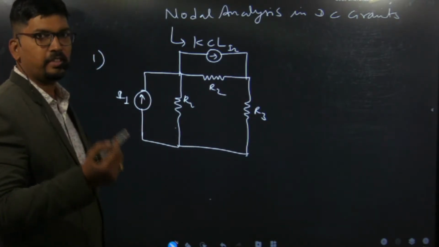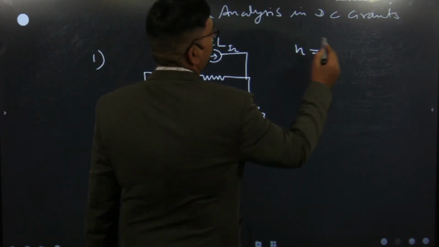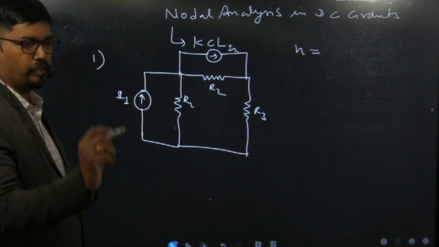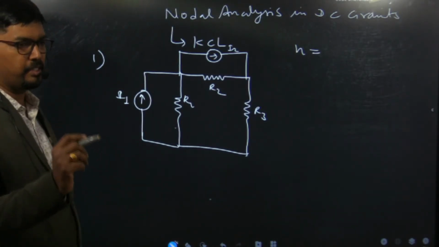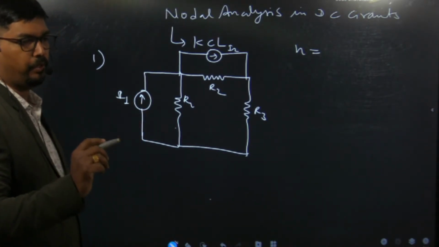Now, what is the first step in nodal analysis? We have to determine the number of nodes in the given circuit. Now, what is a node? A node is a point in the circuit at which two or more electrical elements are connected. So, once you are given a circuit, you have to check every point in the circuit.